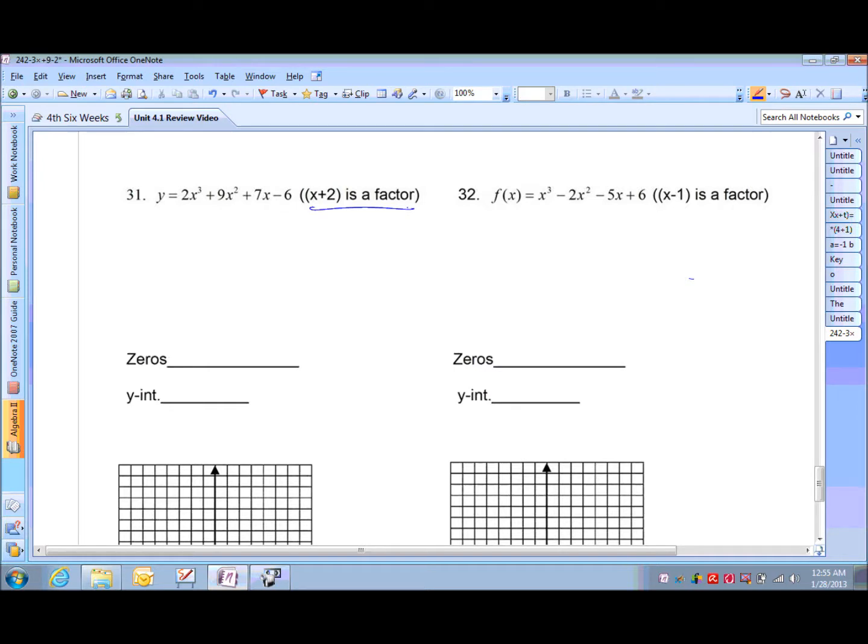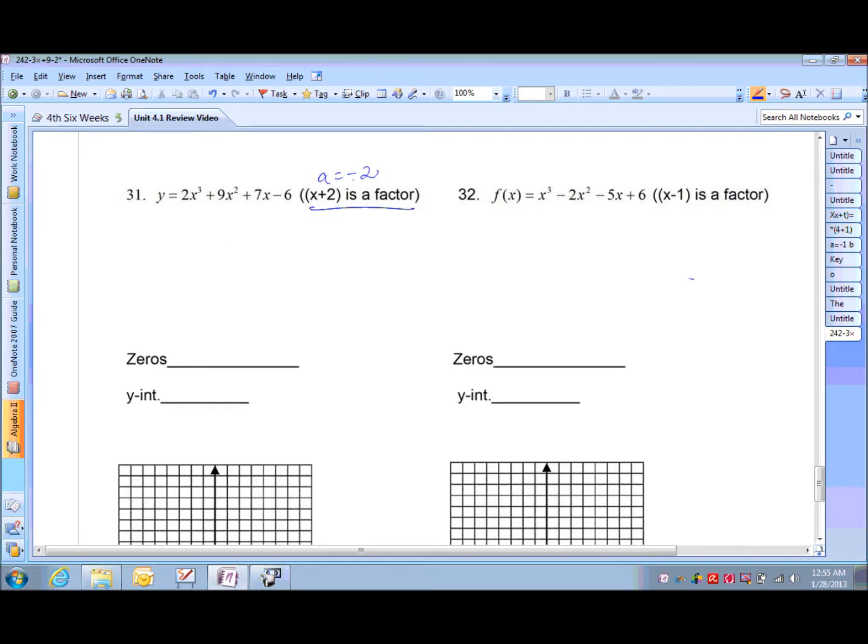So that's part of it, but we need to find the other factors of this polynomial. And the way we're going to do that is use synthetic division. We're going to divide this polynomial by one of its factors that they give us, which is x plus 2. So if we were dividing 2x cubed plus 9x squared plus 7x minus 6 by x plus 2 using synthetic division, our a value would be negative 2.